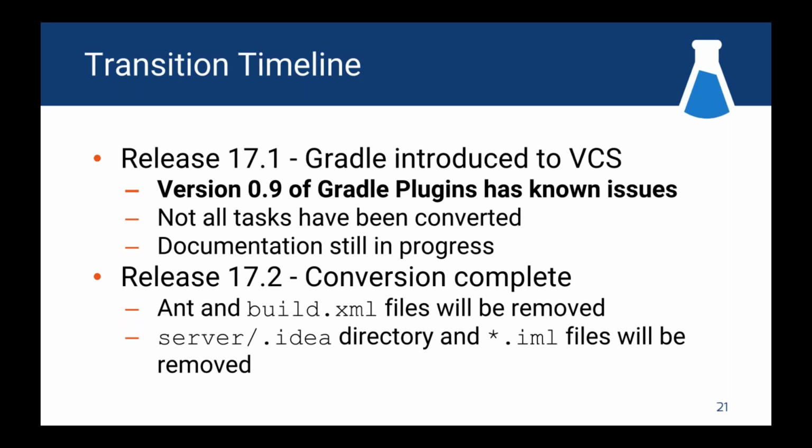Most importantly, in the release 17.2 timeline, we plan to complete the conversion, which means that we will remove Ant from the distribution, we will remove the build XML files, and we will remove the IntelliJ project in the server directory and all of the IML files that have been checked in. We will begin doing this removal soon, so possibly next month in May, but certainly we will have done it in June.